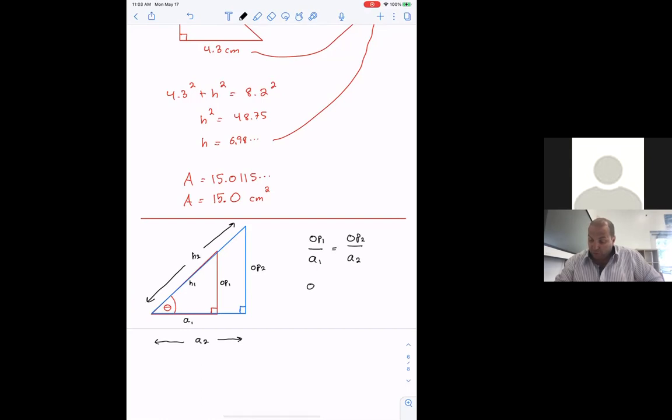Similarly, the ratio of opposite 1 to hypotenuse 1 is the same as the ratio of opposite 2 to hypotenuse 2. And the ratio of adjacent 1 to hypotenuse 1 is the same as the ratio of adjacent 2 to hypotenuse 2. This comes from similarity of triangles. When two triangles are similar, or two polygons in general are similar, or two shapes are similar, then the ratios of their sides are constant, are the same.